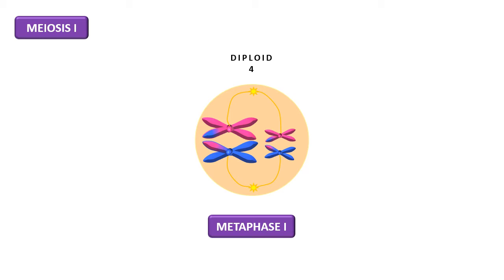But aside from crossing over, the mere positioning of chromosomes along the equatorial plate during metaphase 1 could result in numerous possible combinations of chromosomes in the gametes that will be formed. To further elaborate on that point, let us take a look at the following illustrations.